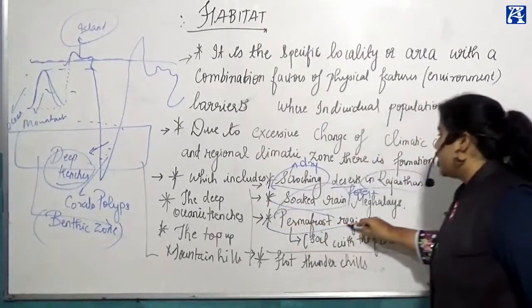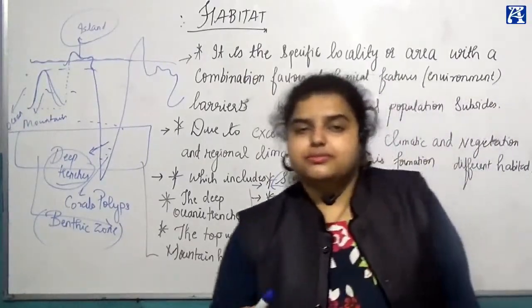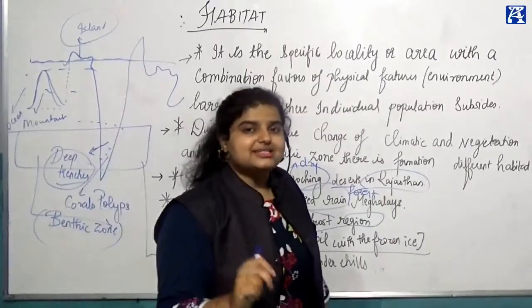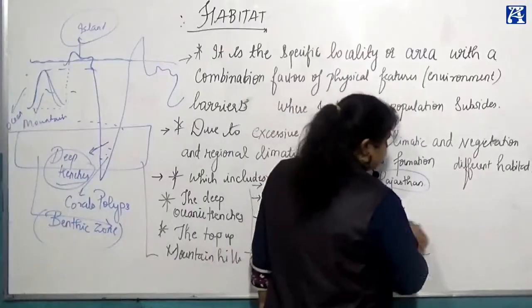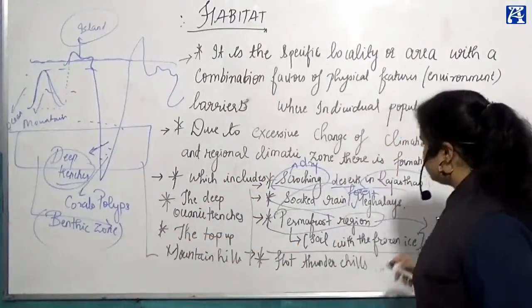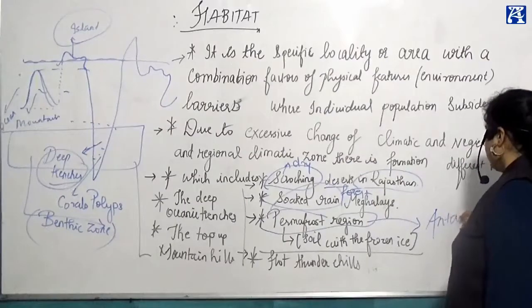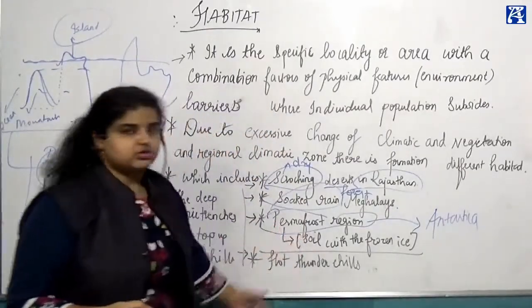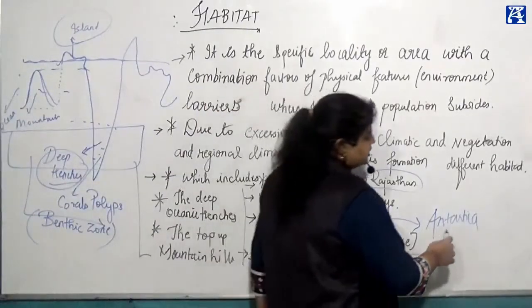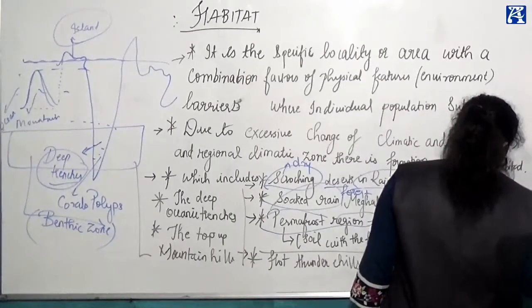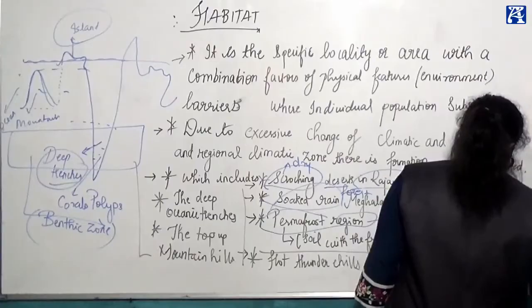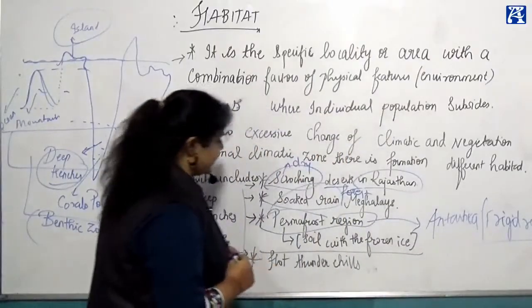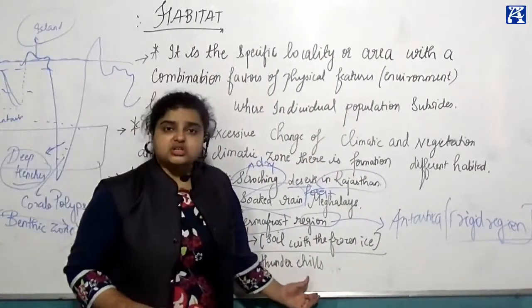Then comes the permafrost region. The permafrost region is basically seen in tundra biomes. We'll pause that for now; for understanding, it is mostly seen in Antarctica. Everyone knows what is found there? Penguins, right? This is the region where you get frozen soil, and that soil is called permafrost soil or permafrost region. That region is also referred to as the frigid region. Clear?